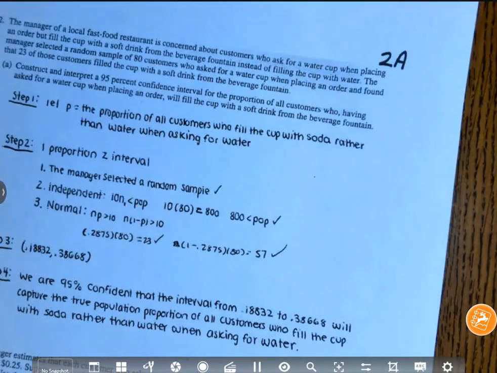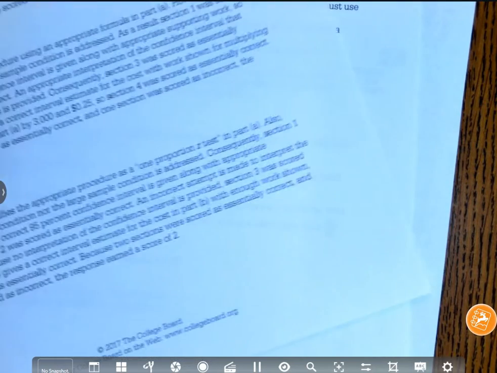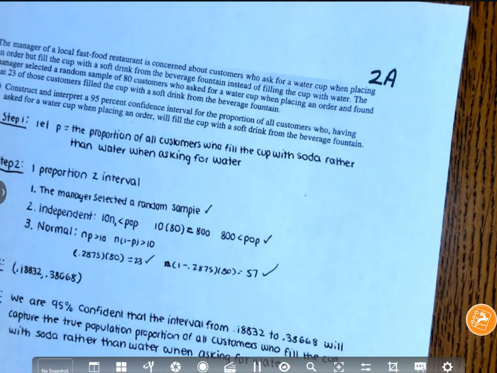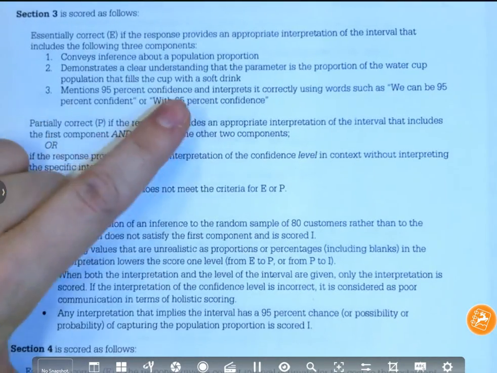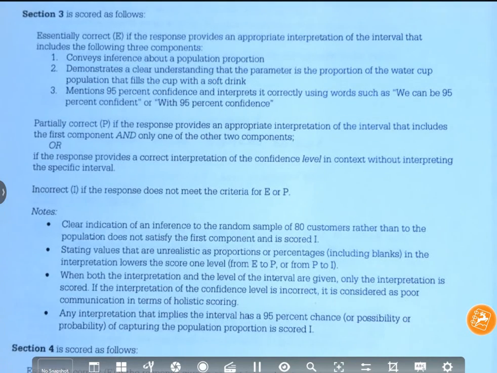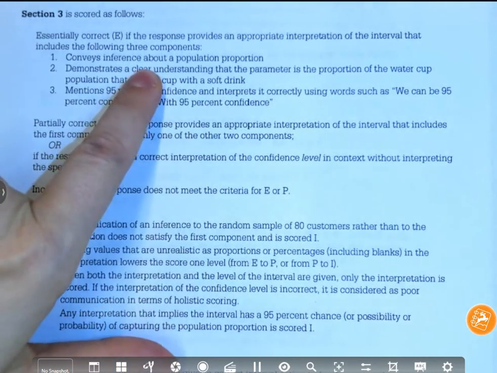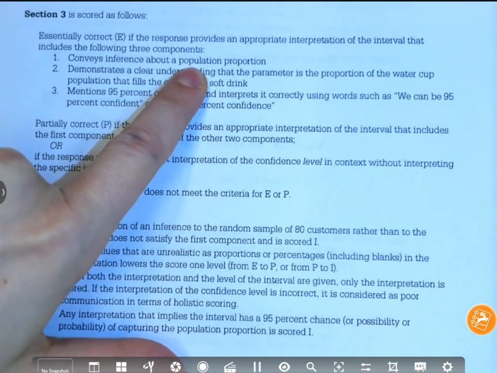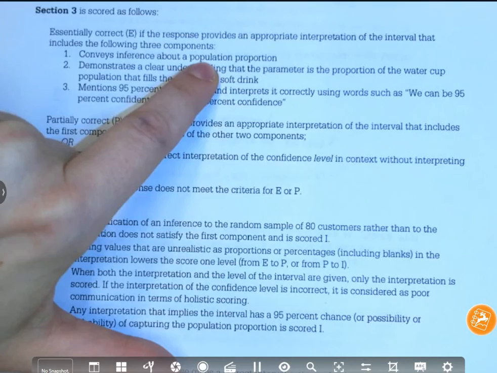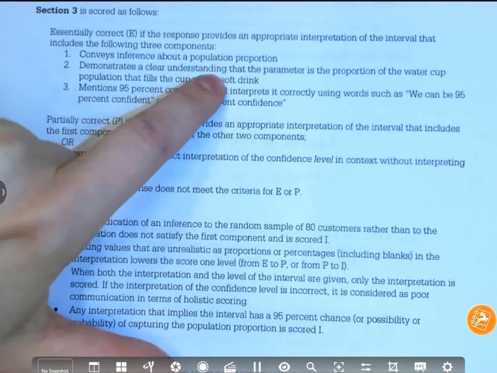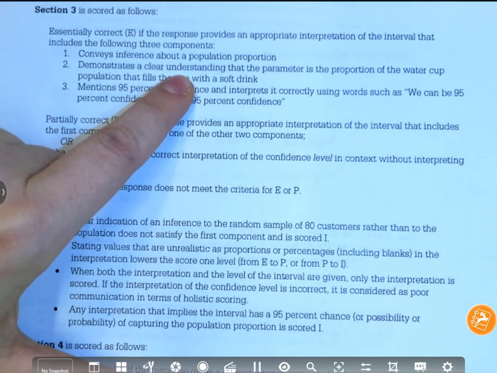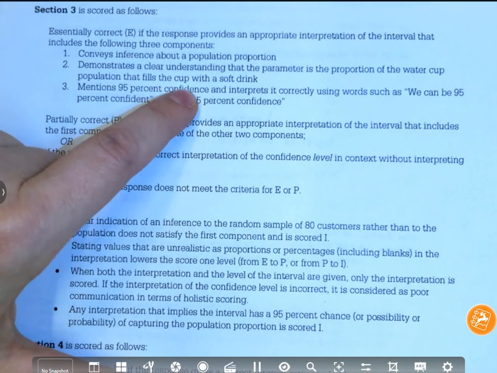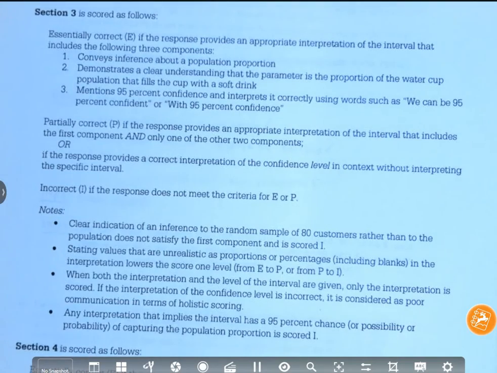Okay. Then we had 2 more pieces, if I can figure out where they went. Here it is. Part 3 is doing an appropriate interpretation. Now, they do not say you have to have word for word my interpretation. But my interpretation covers everything that they want. Talking about a population proportion, which means the true proportion of all. That's what we get from that. A clear understanding of the parameter, what that is. Context. That's in our interpretation.